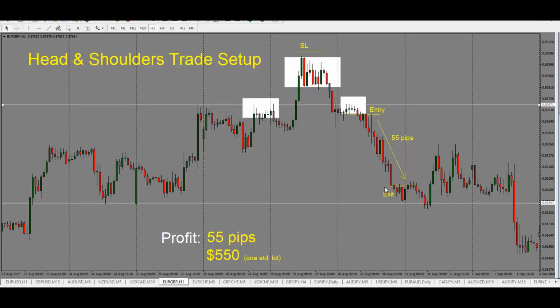Another way to mark your target level is you can also go one-to-one risk to reward. So basically, if you measure the distance from your entry to your stop loss, you are looking for the same move in the next direction as well. So that's another way to set your target level. So just to recap, we are looking for three levels here.